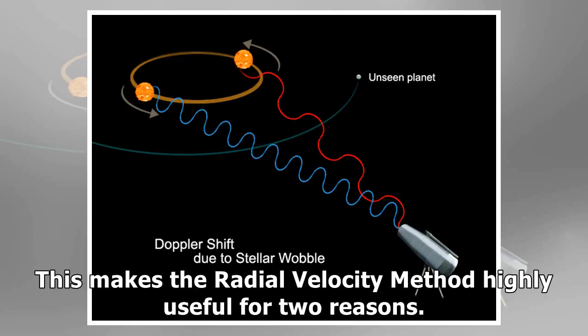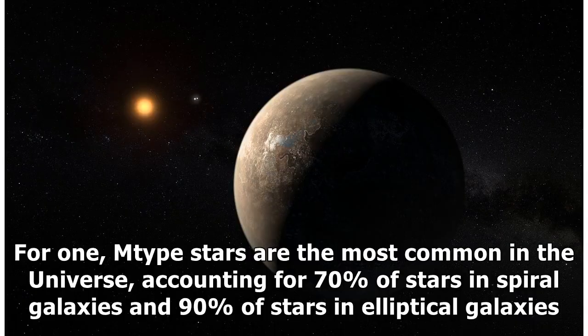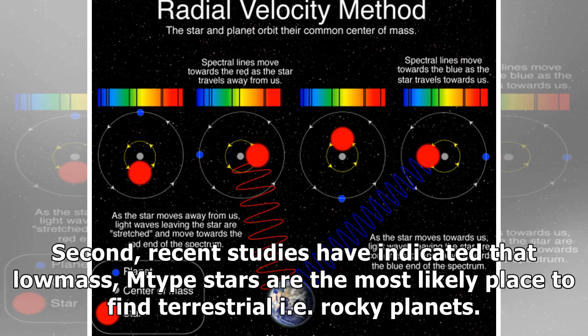This makes the radial velocity method highly useful for two reasons. For one, M-type stars are the most common in the universe, accounting for 70% of stars in spiral galaxies and 90% of stars in elliptical galaxies.